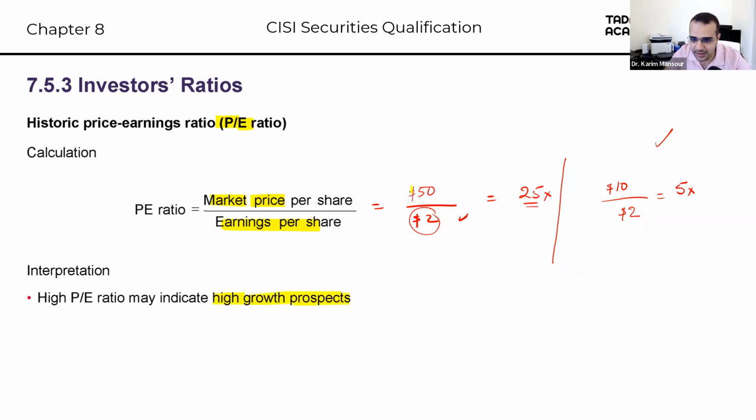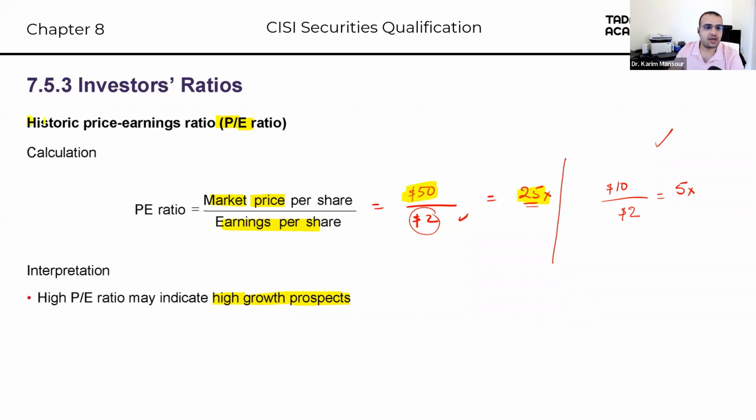So why is this company so expensive to buy? Why am I going to pay 25 times to buy it? Because this company is undergoing growth and it's expected to see more growth in the future. So investors are willing to pour in more money to buy it, and that's why it's more expensive. A high PE shows you high growth prospects.